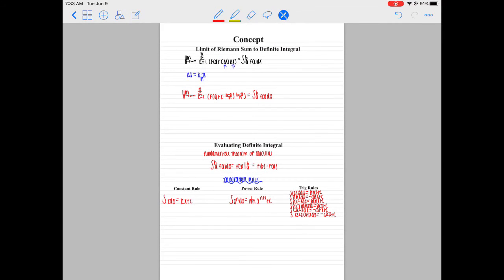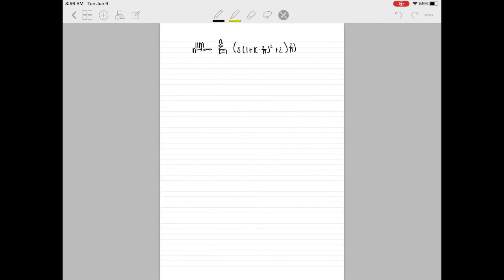And these rules are expressed as indefinite integrals, but when evaluating for definite integrals, the upper and lower bounds, b and a, will be plugged in for x in order to use the fundamental theorem of calculus to solve.